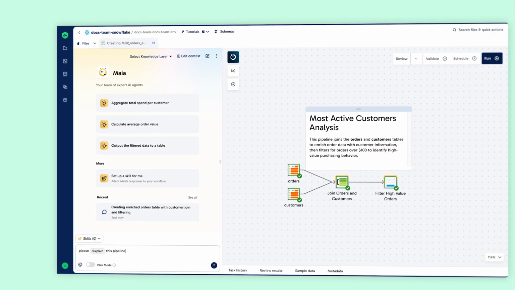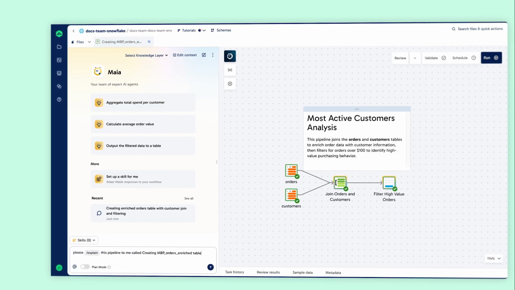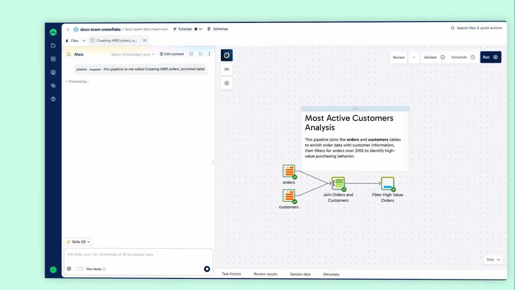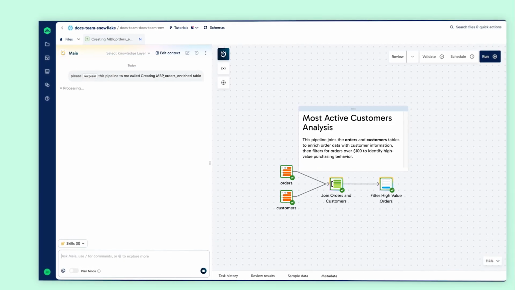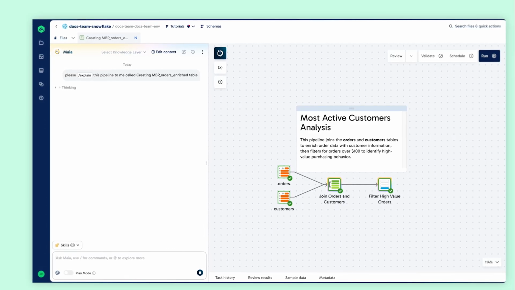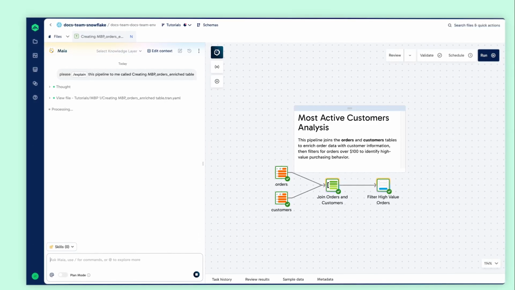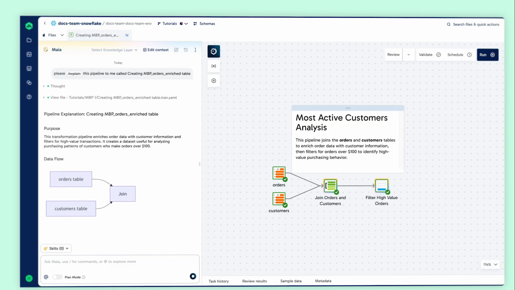For common tasks, it's also worth remembering that / commands are a fast way to set intent. Using / explain to understand something can be a fast way to get information on a pipeline or table.